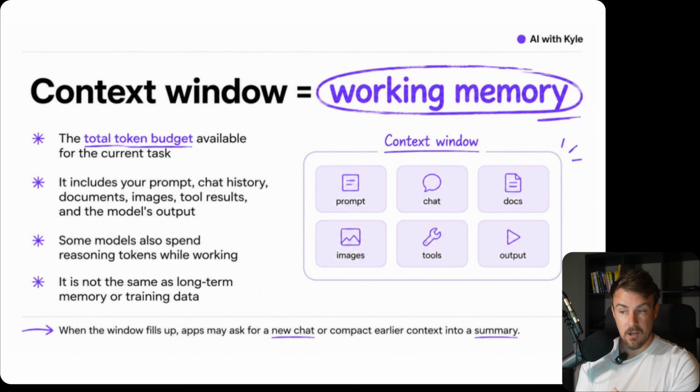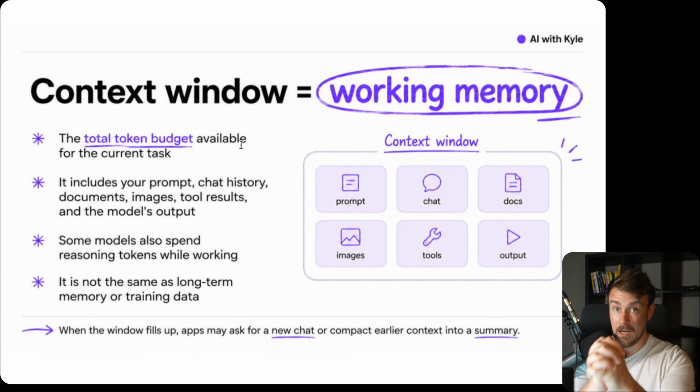So the larger your context window, the more working memory your chat has, and the more you can do within that chat. This is not the same as the long-term memory, which is separate. That is at the application level, where ChatGPT and Claude will take note of what it knows about you. And it's not the same as the training data. This is purely inside of a particular chat, inside of a particular session, the working memory that it has to work with.